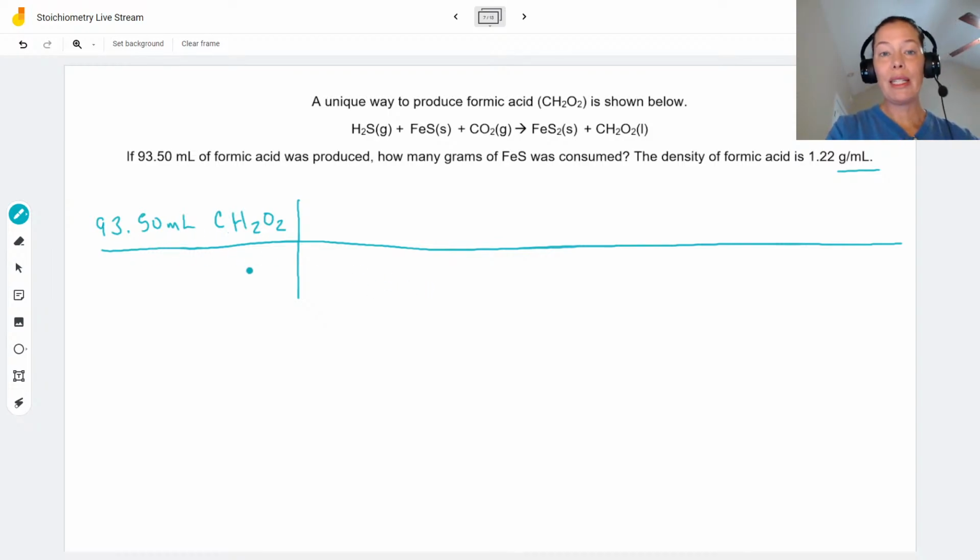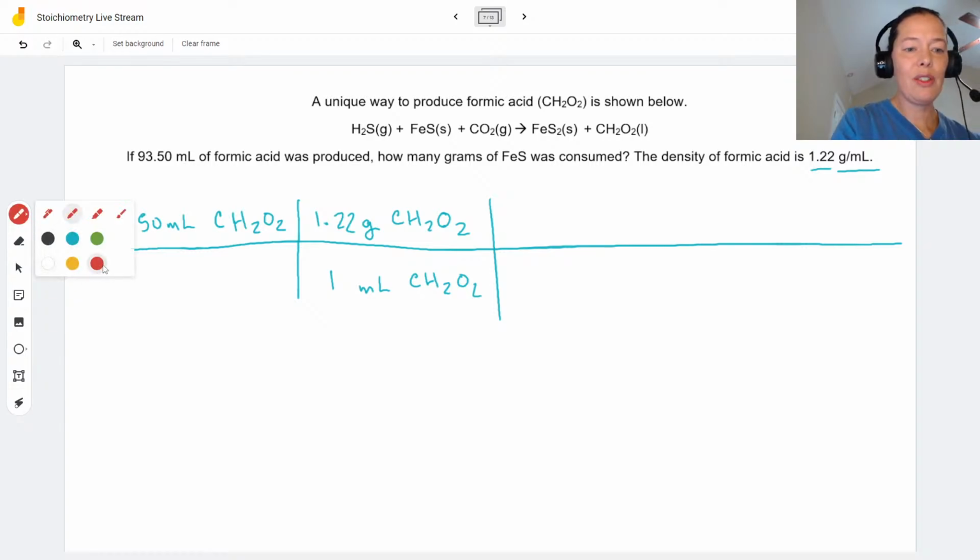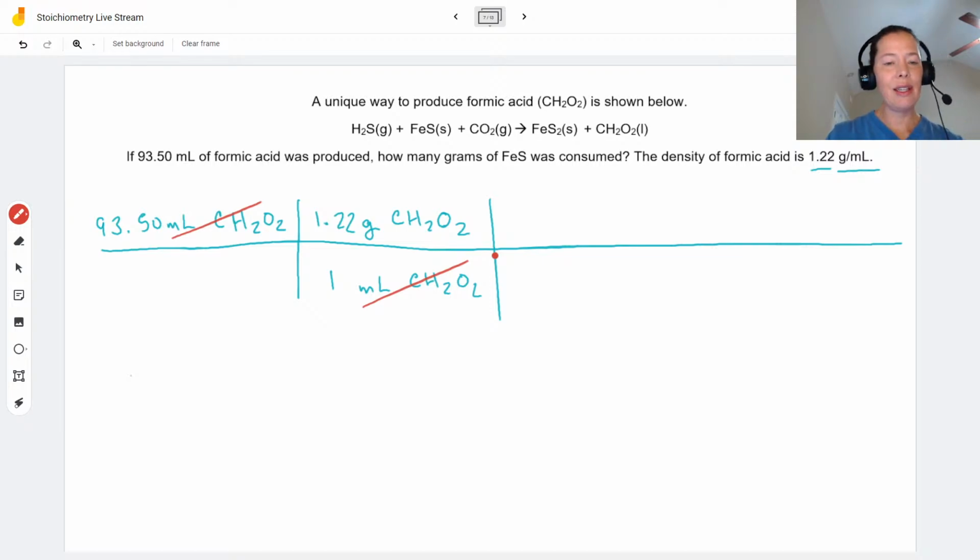So just to make sure I put my density in correct, I do like to often put my units in first and then put my numbers in. So if my milliliters are in the denominator, it means my grams must be in the numerator. Okay, this is going to be 1 milliliter and 1.22 grams of formic acid. Okay, let's make sure everything cancels like I want. My milliliters of formic acid cancel, and I've got grams of formic acid. Okay, perfect.